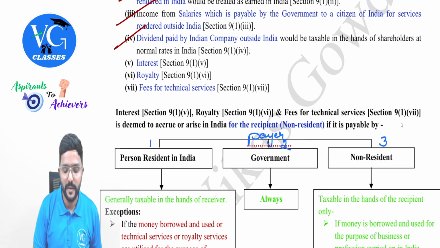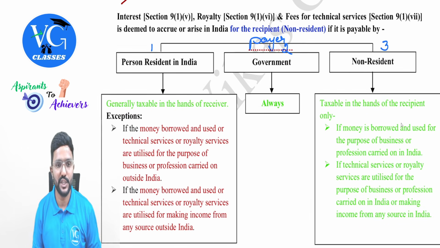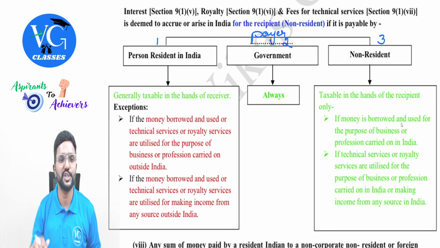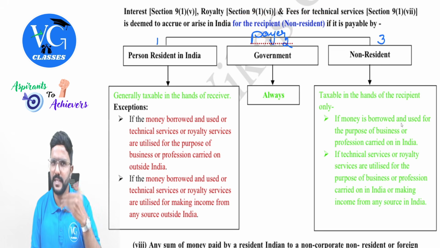Okay. Then 5, 6, 7 talk about interest, royalty, and fee for technical services, which I have covered by way of a single chart. The provision is the same for all three, guys. That is why I have covered it by way of a single chart. Let us learn it. Interest, royalty, or fee for technical services is deemed to accrue or arise in India for a recipient who is a non-resident. Okay, recipient is a non-resident.